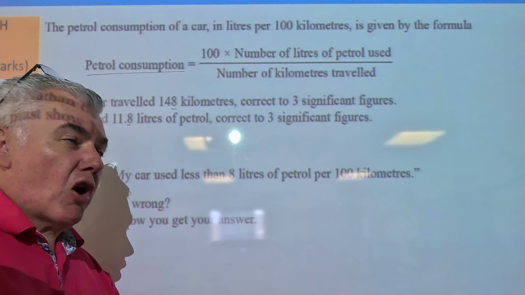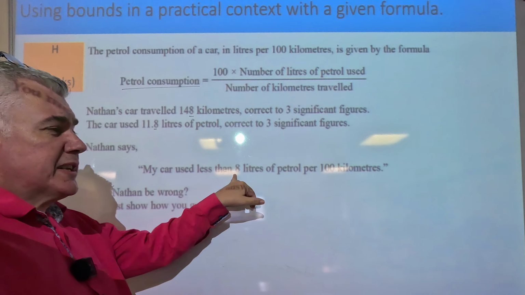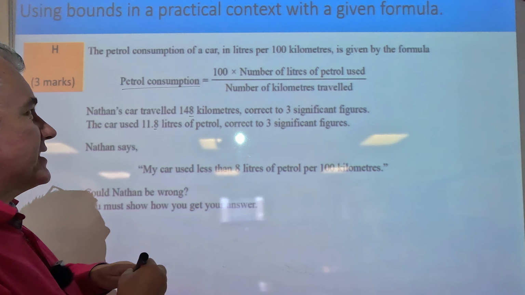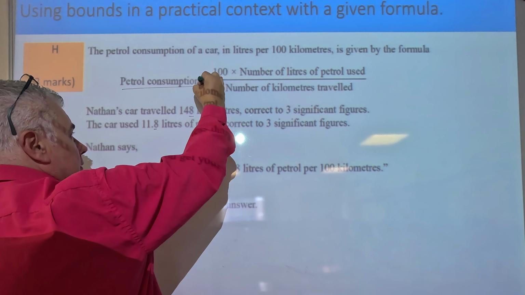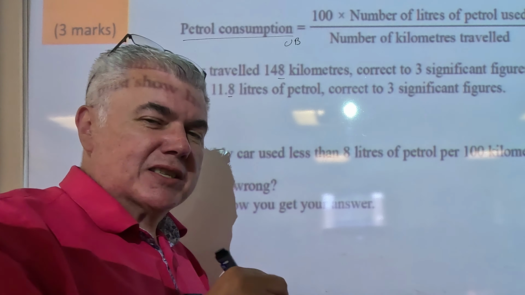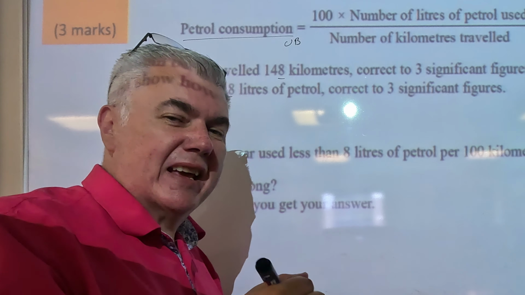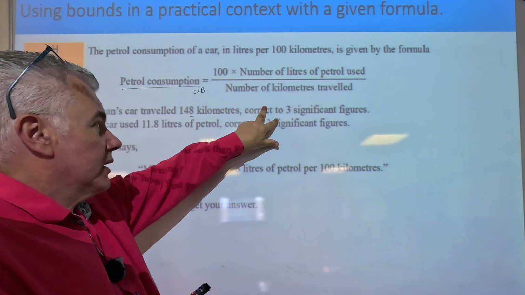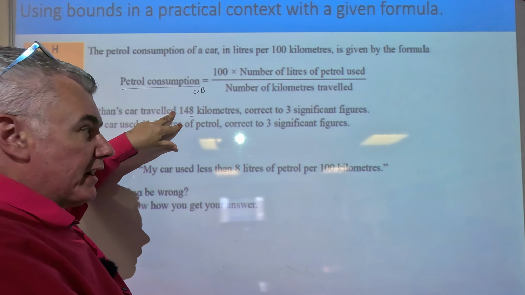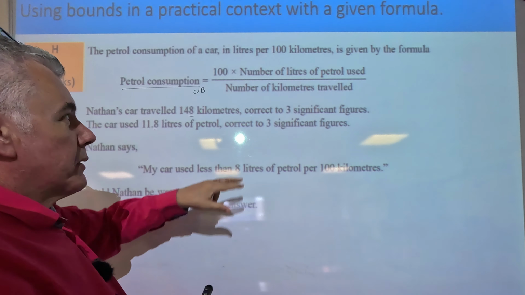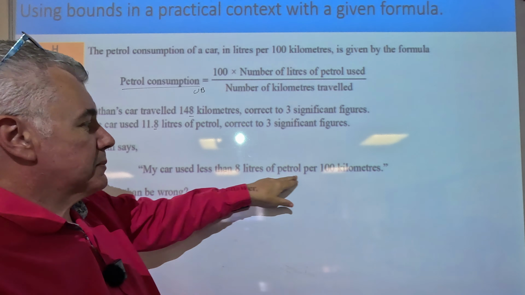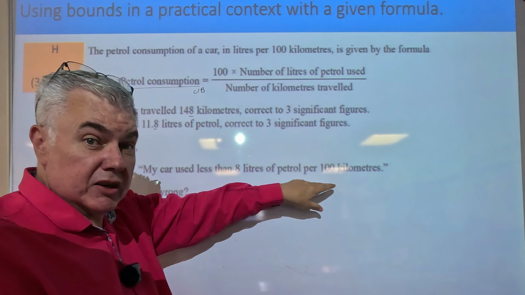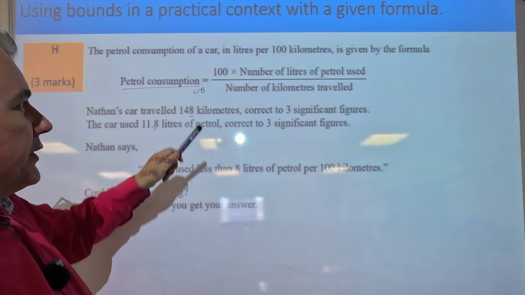We know Nathan's wrong if the upper bound is bigger than 8. So it's basically saying, what is the upper bound? Notice the word bounds hasn't been mentioned in this question. You're expected to realise it's bounds. It's because they've told you things have been rounded, they've given you the figures after the rounding, and they've said, okay, using this formula, could this be correct? Or could it be incorrect? So let's have a look. I want the upper bound.